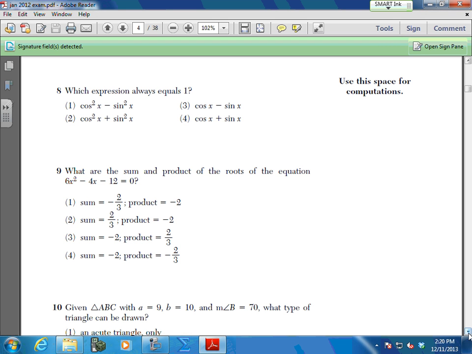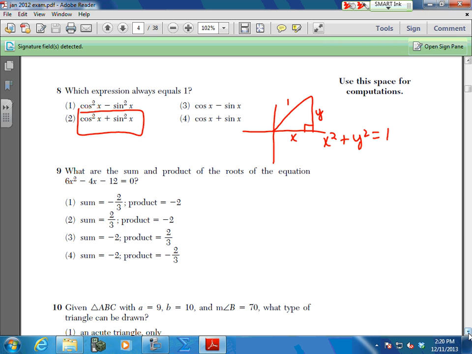Number 8, this is one of your identities that you must remember. And that is this one. The cosine squared plus the sine squared of x is equal to 1. This is your Pythagorean identity. It works from this. On your unit circle, this is your y, this is your x. So Pythagorean's theorem says x squared plus y squared equals 1. Well, on your unit circle, the x is the same as your cosine. The y is the same as your sine. So therefore, there's your identity, your Pythagorean identity. You have to remember this one.